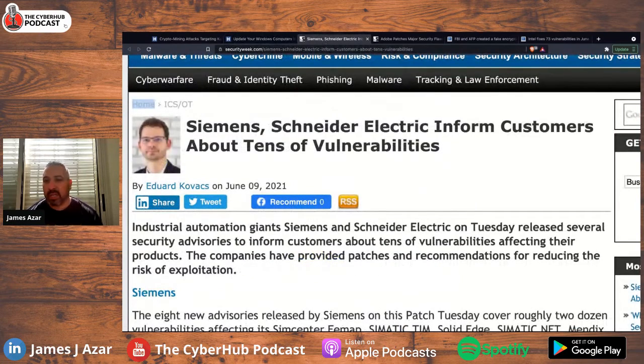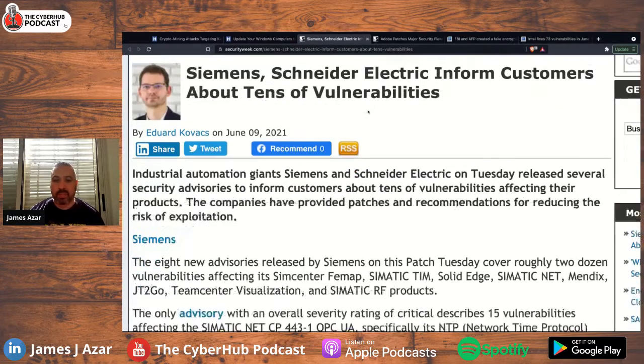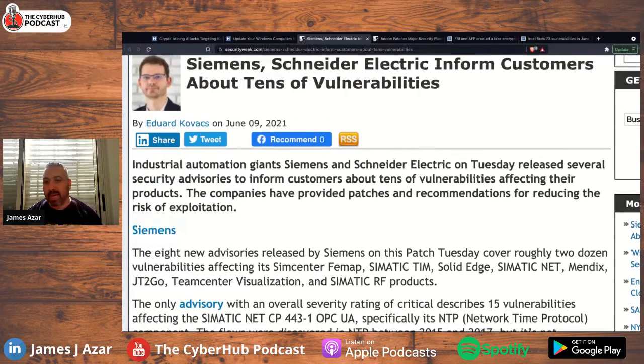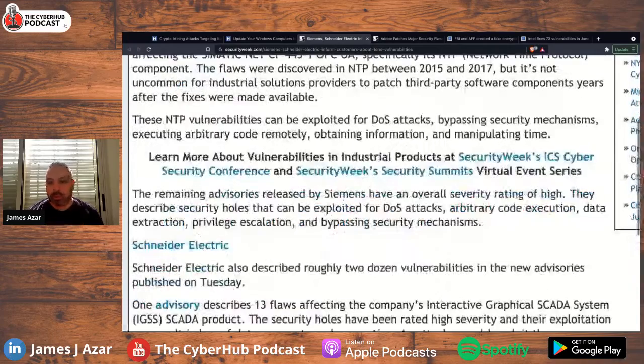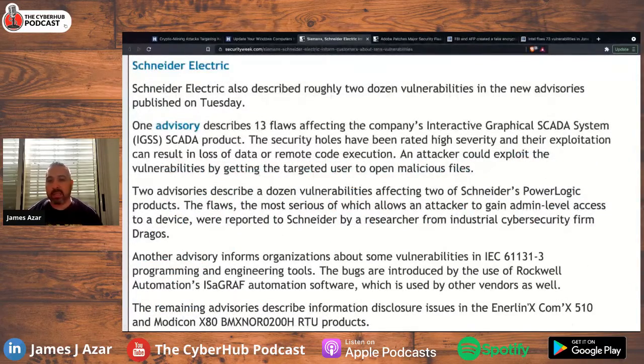Siemens and Schneider Electric have informed customers about tens of vulnerabilities. Siemens, with a new advisory, released a patch on Patch Tuesday to cover roughly 24 vulnerabilities affecting its SIMATIC, Simcenter FEMAP, Solid Edge, Teamcenter Visualization, Mendix, and other products. Same thing from Schneider Electric. A bunch of industrial control systems all need to be updated.